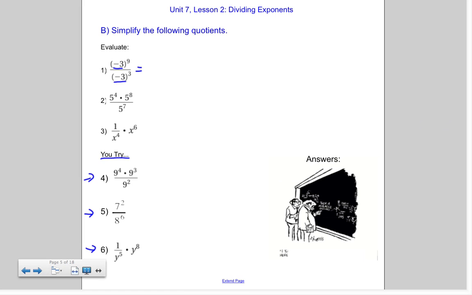The base is negative 3. So really, we're going to have negative 3 to the power of 9 minus 3, because I am subtracting these exponents here. Okay, that should give me negative 3 to the 6th power.